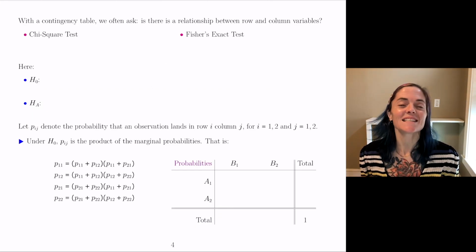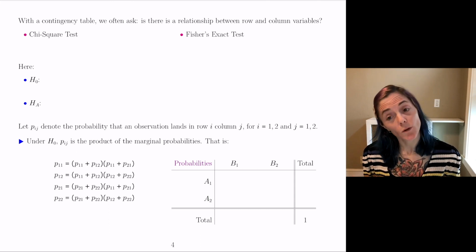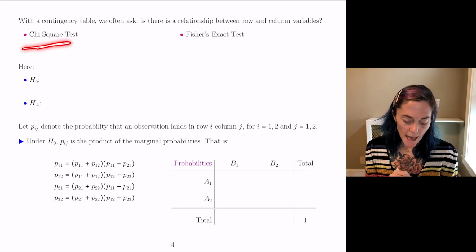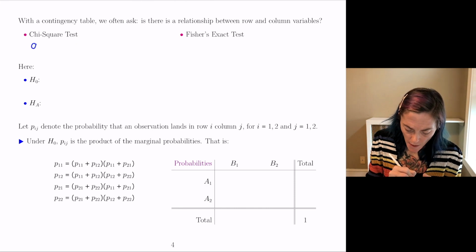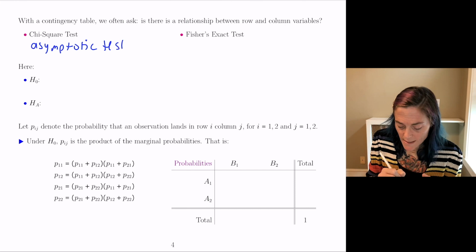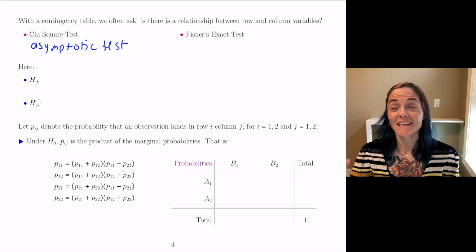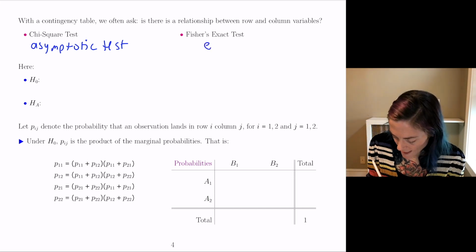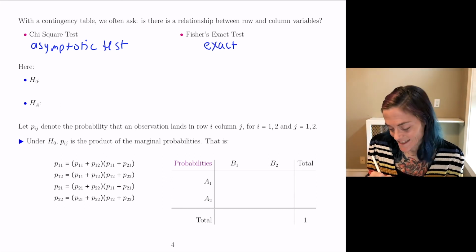With a contingency table, we often ask, is there a relationship between row and column variables? So we will learn a chi-square test. Chi-square test is an asymptotic test. In fact, we've already discussed the chi-square test, but I will discuss it when we are looking particularly at a contingency table, and we will learn Fisher's exact test, which is, as the name would indicate, an exact test.